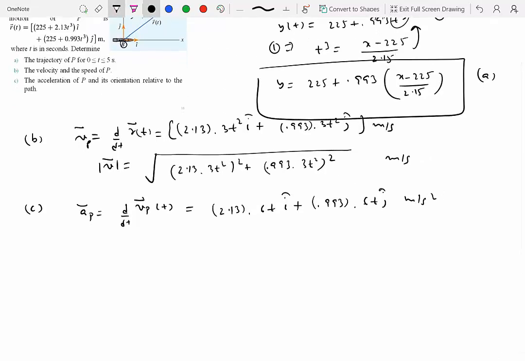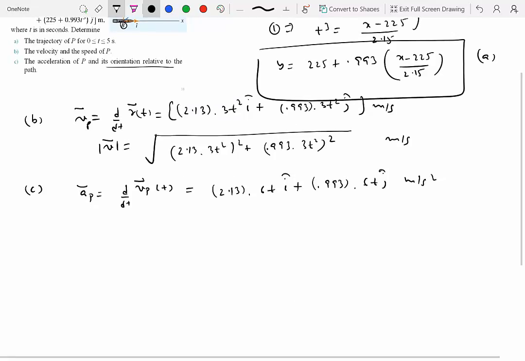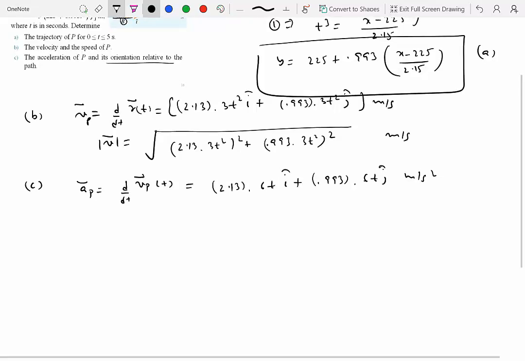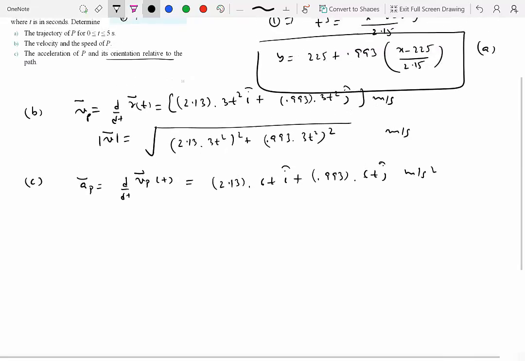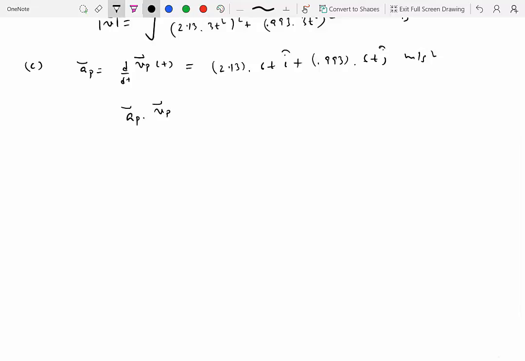The last part of c is the orientation related to the path. We're looking for the direction of the orientation of the acceleration of P related to the path. How do we get that? What is the direction of the path? The velocity is tangent to the path, right? So if we are looking for this orientation related to the path, what I have to do is take the dot product between acceleration and velocity. If I have two vectors A and B and I'm looking for the angle between the two, I can easily obtain it. In this case, the velocity of P is tangent to the path.